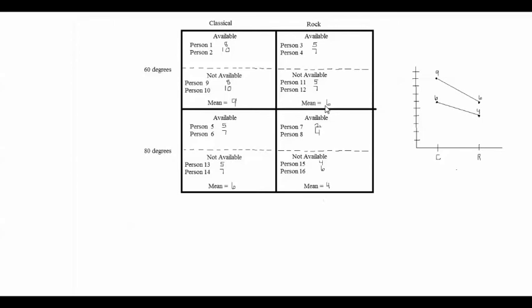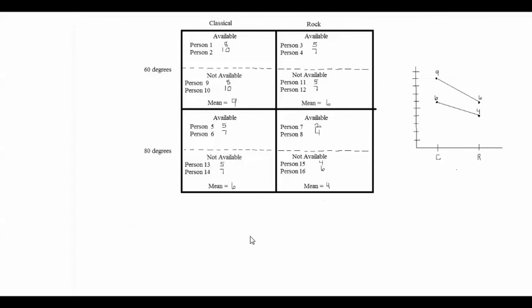So each cell mean is an average of four numbers, not just two numbers. And when we plot in a line graph right here, in the top row it goes from 6 to 9. This is 60 degrees. In the bottom row it goes from 4 to 6, which is right here. This is 80 degrees. And the two lines are not parallel because this goes up by 3, this goes up by 2. So this is steeper than this. So there is an interaction between type of music and temperature.